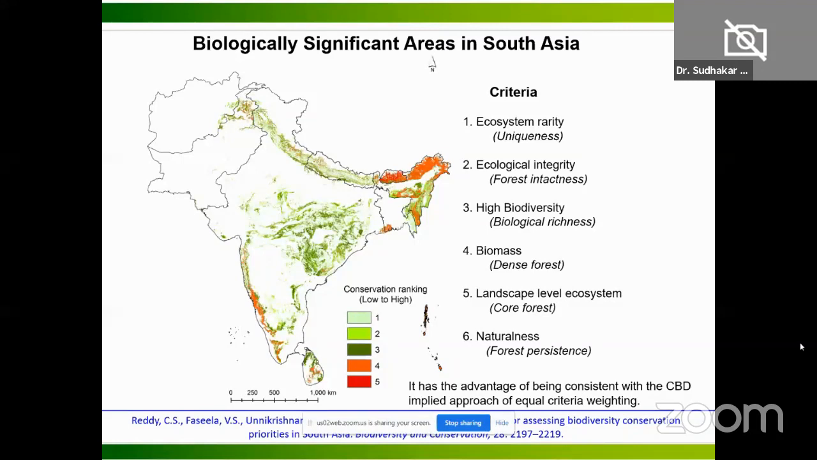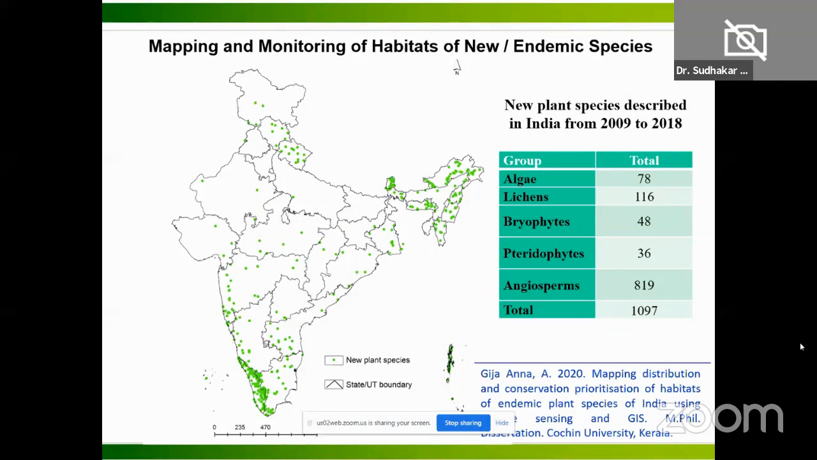Then recently we initiated one activity at NRSC. I gave one topic to one of my MPhil students. She worked on identifying the locations of new species and also some endemic species. Here the new species are also probably endemic species. So we consulted the different literature published by the Botanical Survey of India and other taxonomists. And we found that in the last decade, around 1,097 species were reported by plant taxonomists in India.